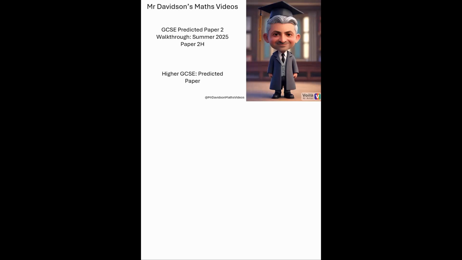This is a walkthrough of my GCSE predicted paper 2 for summer 2025. So that's the higher paper 2. Just to reinforce that this is just intended to give students a challenging calculator paper 2 in a similar style to the Edexcel format. And I've not had any prior access to the Edexcel paper, so any similarity to that paper is purely coincidental.